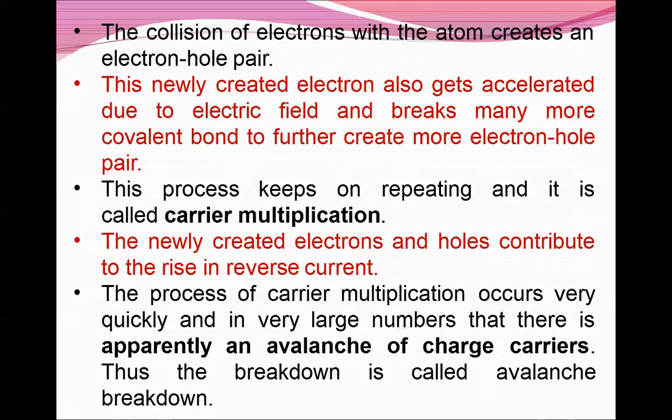So the collision of an electron with the atom creates an electron hole pair. This newly created electron also gets accelerated due to the electric field and breaks many more covalent bonds to further create more electron hole pairs. This process keeps on repeating and it is called carrier multiplication. The newly created electrons and holes contribute to the rise in reverse current. The process of carrier multiplication occurs very quickly and in such large numbers that there is apparently an avalanche of charge carriers. Thus, the breakdown is called avalanche breakdown.